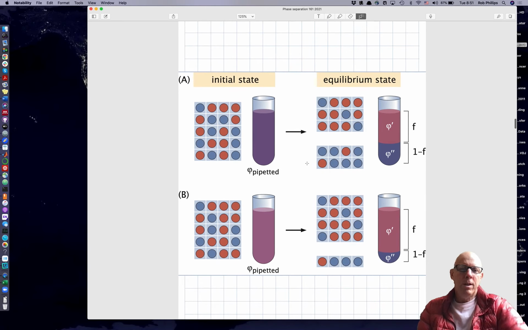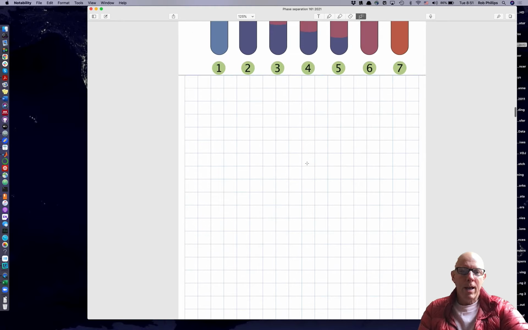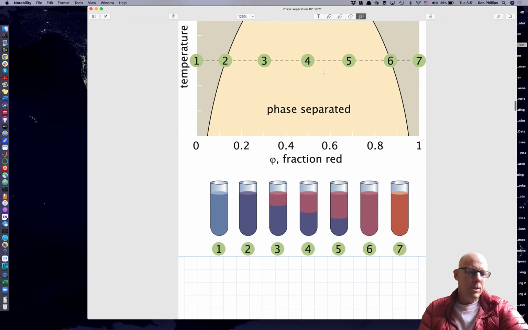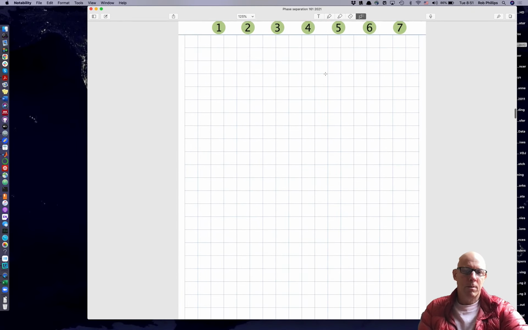And here I'm trying to give you an impression of the kind of thing that happens. So this is just recapping the previous diagram. On the left-hand side, what I'm showing you is what we pipette. In other words, let's say that I violently mix up some reds and blues at a given concentration, which I'm going to call phi pipetted. What do I mean by phi pipetted? That's a point on the x-axis here at which I've decided what fraction of the molecules are red.